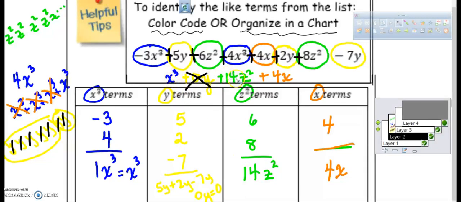So x cubed plus 14z squared plus 4x is your final simplified answer if you were asked to combine these terms and simplify the expression. You've created an equivalent expression for the big, long, ugly one up top. It isn't down into just a numerical answer because we have variables we don't know values for, but it is definitely simpler than what we started with.